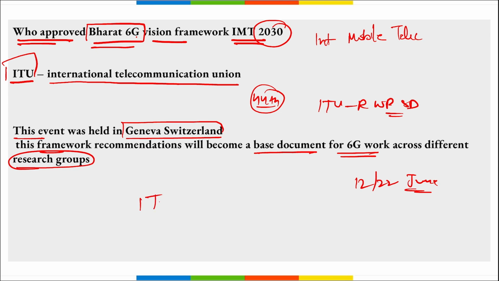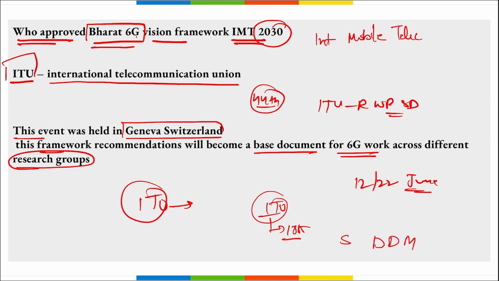Then remember, ITU is now intending to develop various interfaces that will allow interworking of terrestrial 6G networks with non-terrestrial technologies such as the satellites that were launched by OneWeb, Telesat, even Starlink, correct? If we talk about ITU, this was founded in 1865. Secretary General here is Doreen Bogdan-Martin, and the headquarters is in Geneva, Switzerland.